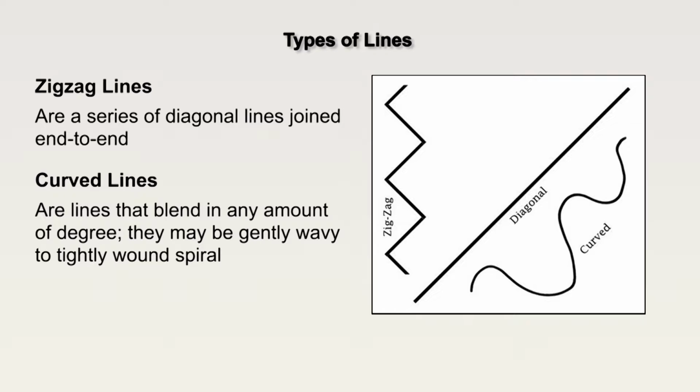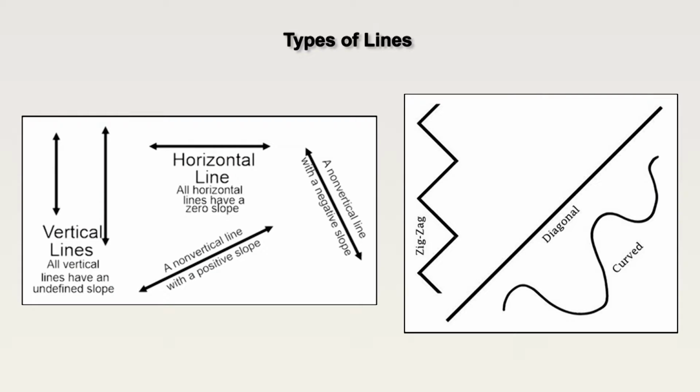All vertical lines have an undefined slope. All horizontal lines have a zero slope. Now let us look at the types of diagonal lines. What we see here is a non-vertical diagonal line with a positive slope, and the other one is a non-vertical line with a negative slope. A classic zigzag line can be seen here, and also a curved line.